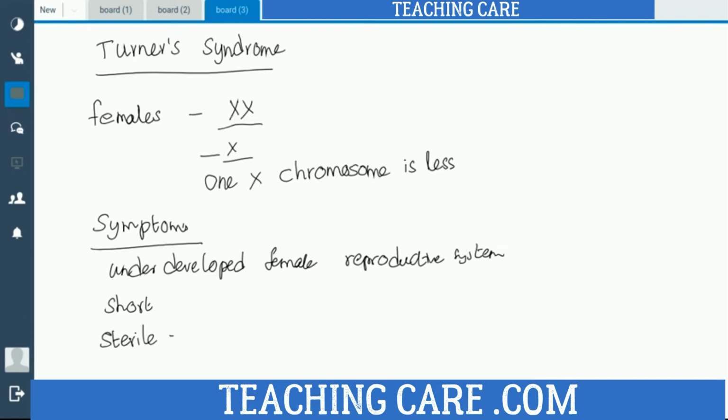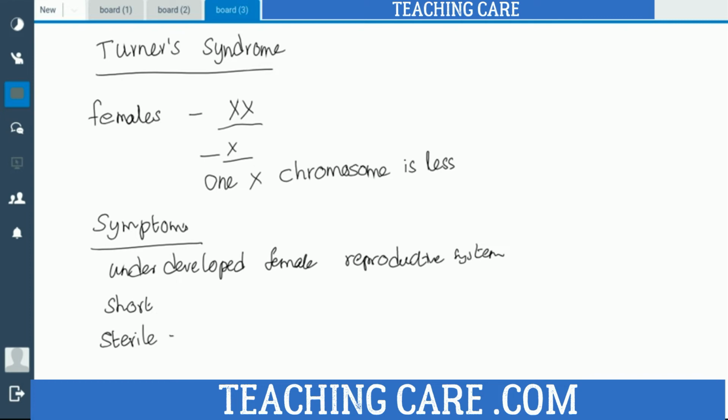What is sterile? Sterile means they cannot give birth to young ones. The female cannot give birth to a baby. They cannot give rise to a baby. That is called sterile.